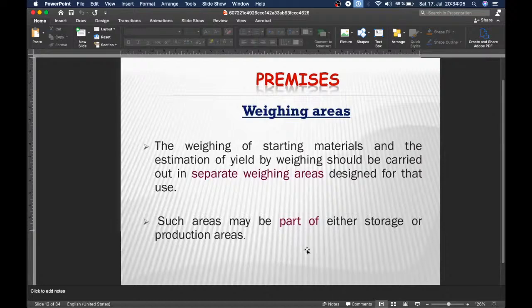So the weighing of starting materials and the estimation of yield by weighing should be carried out in separate weighing areas designed for that use. Such areas may be part of either the storage or production area. So whatever product is being produced, you should weigh it in a separate room. All the products being produced should be in the right order, in the right amount of weight. It should not be less or more.